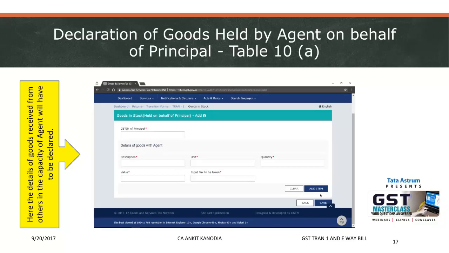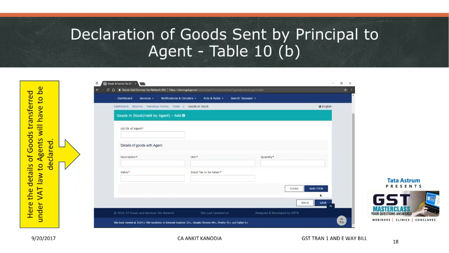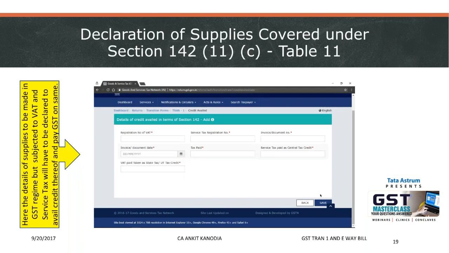If the agent is registered, then the description and the GST number of the principal, all those details are required to be filled in column 10A and 10B in case of details of goods held by agent. Then section 142 subsection 11 subsection C.